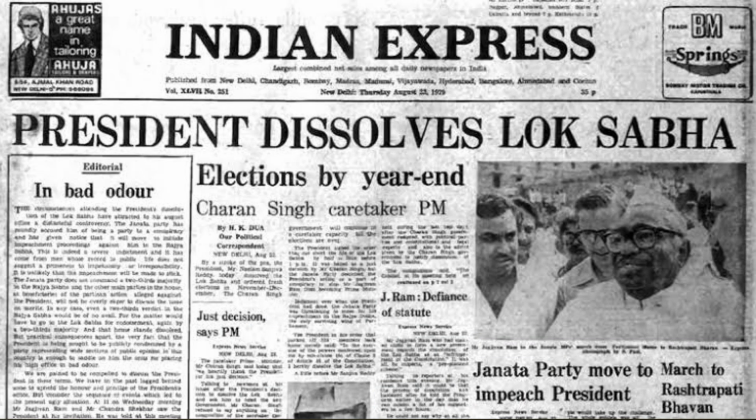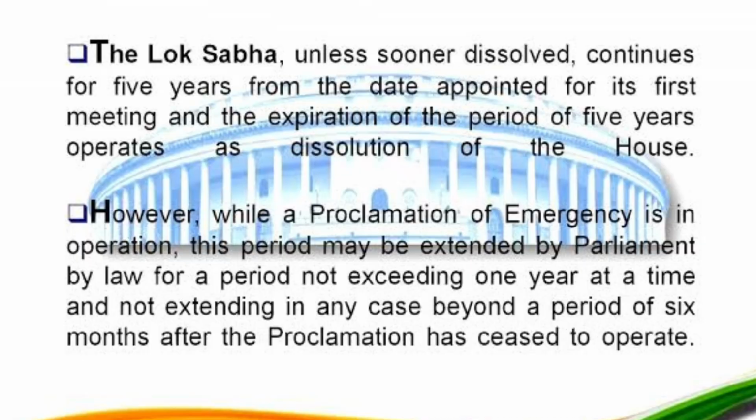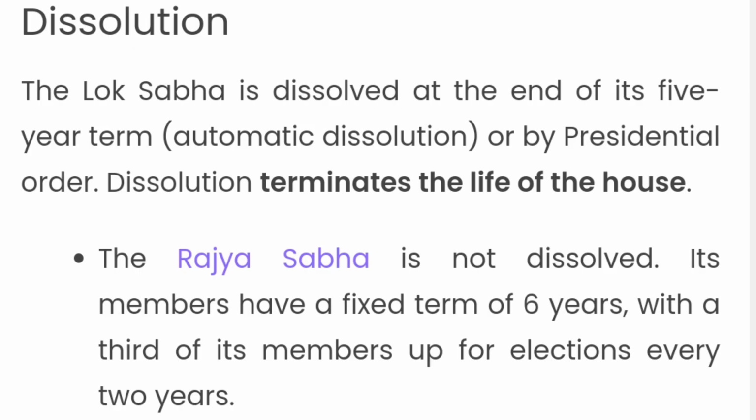Dissolution of the House. Only Lok Sabha is subject to dissolution. Rajya Sabha, being a permanent house, is not subject to dissolution. Dissolution ends the term of the existing Lok Sabha, and after fresh general elections, a new house is constituted. Whereas prorogation ends the term of a session, dissolution ends the life of the Lok Sabha.